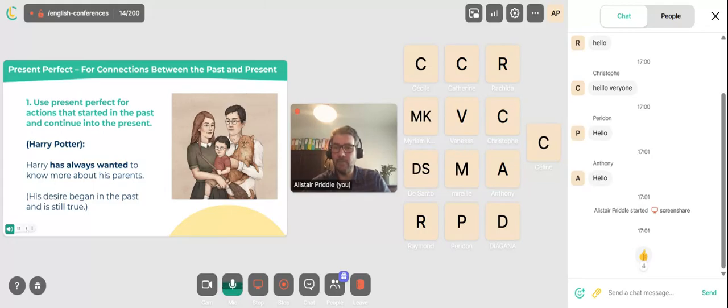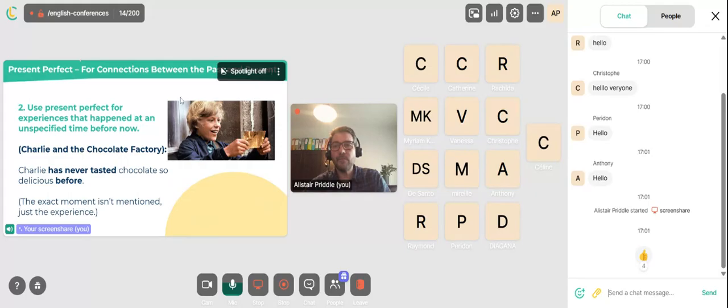Okay, well, let's have a look at number 2. Use the present perfect for experience that happened at an unspecified time before now. This example relates to Charlie and the Chocolate Factory. Charlie has never tasted chocolate so delicious before. It's in the past, but we don't know when. The exact moment isn't mentioned, just the general experience.